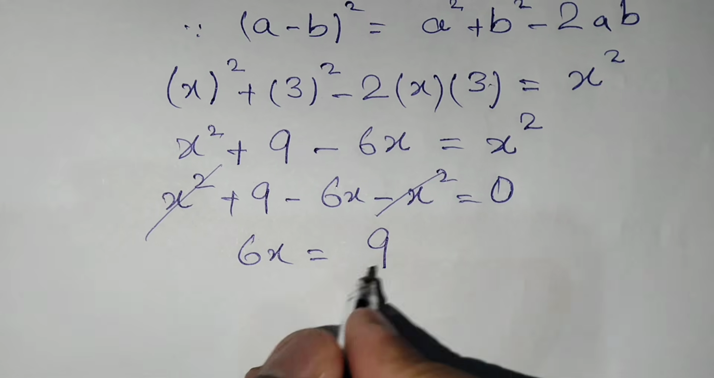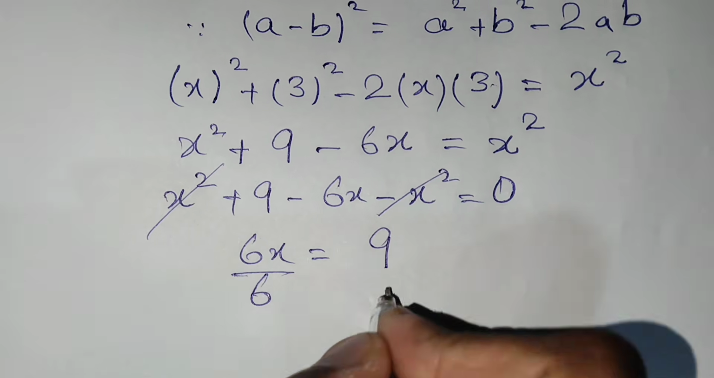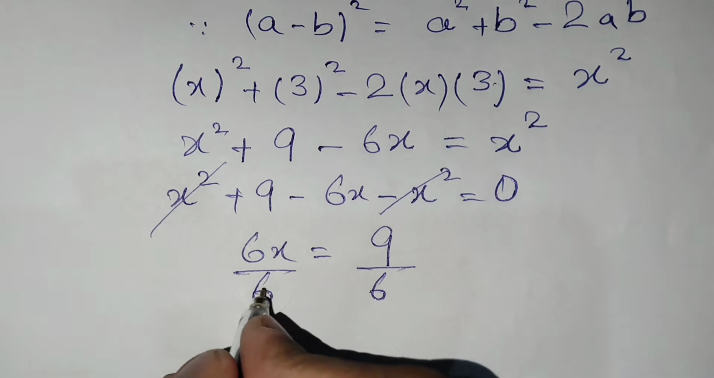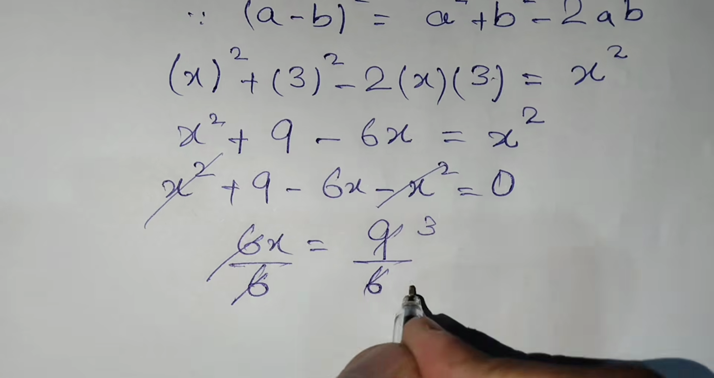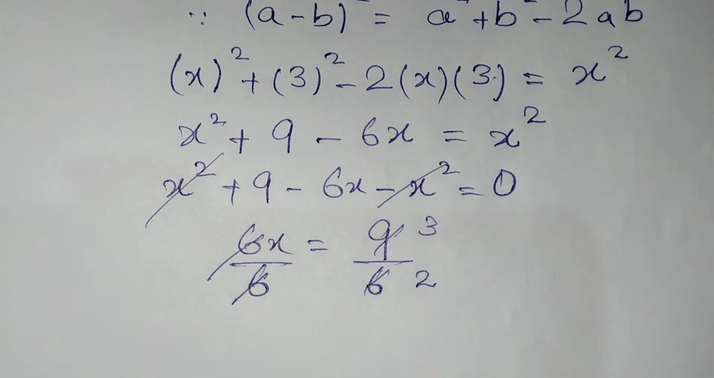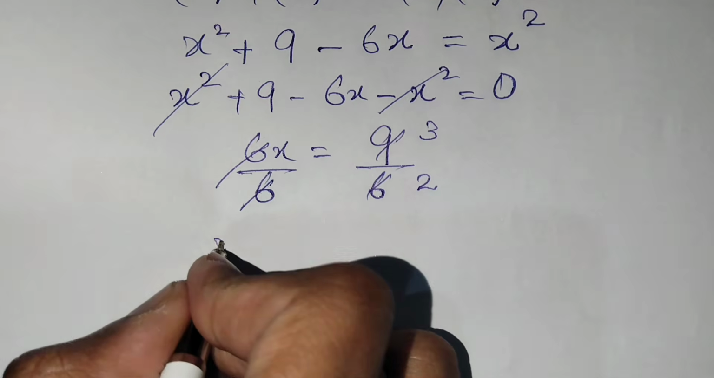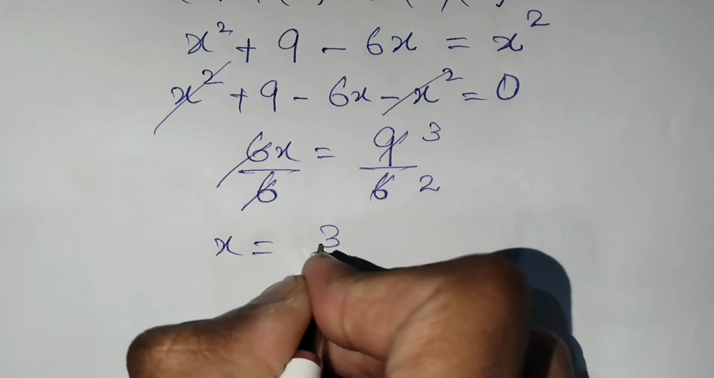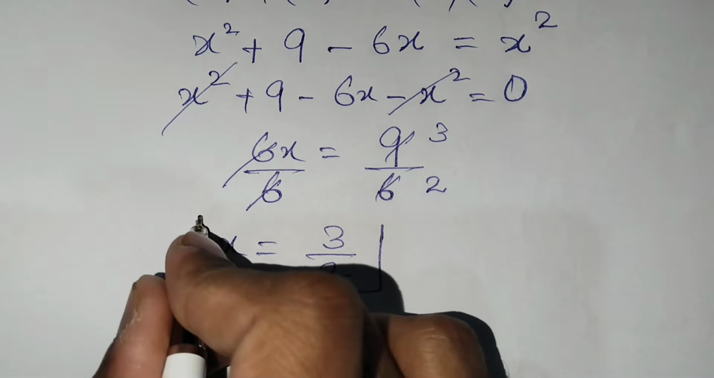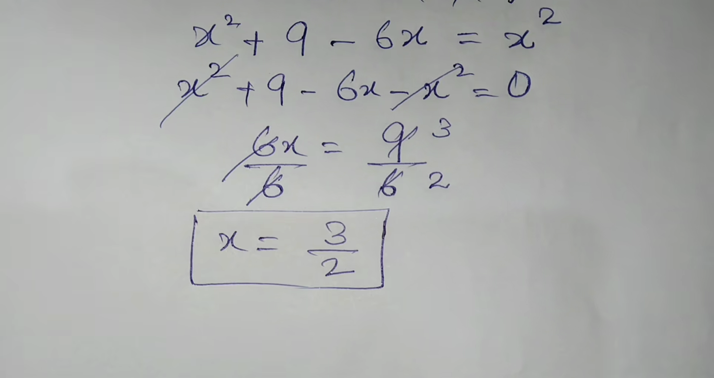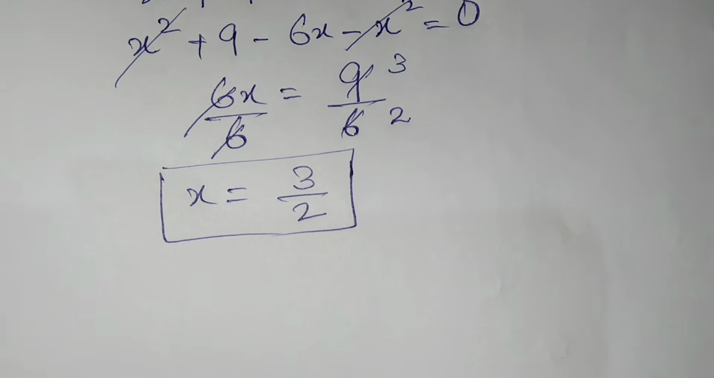Now divide both sides of the equation by 6. 6 cancels with 6. 3 times 3 is 9, and 3 times 2 is 6. So we find the value of x, which is 3 by 2. Let's check whether this value of x verifies the equation or not.